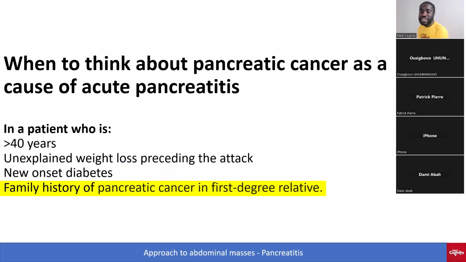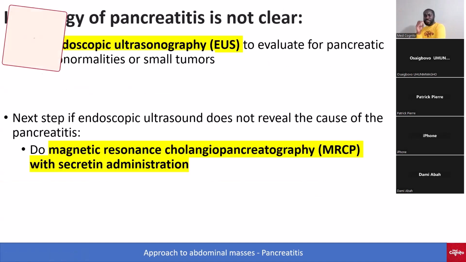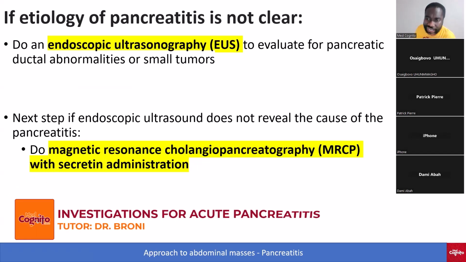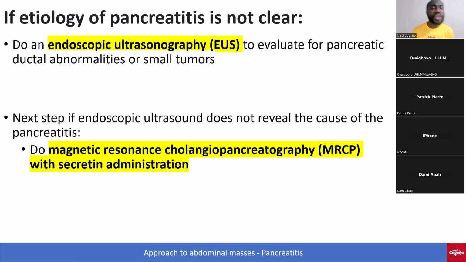And if there's a family history of pancreatic cancer in a first degree relative as well, that should also prompt you to start thinking about it. Now, if the etiology of pancreatitis is not clear, you don't know whether it is as a result of gallstone, alcohol, scorpion bite, or triglyceridemia, you've got to do an endoscopic ultrasound to evaluate for pancreatic abnormalities or small tumors. Now, if the endoscopic ultrasound does not also reveal the cause, then you want to do magnetic resonance cholangiopancreatography.